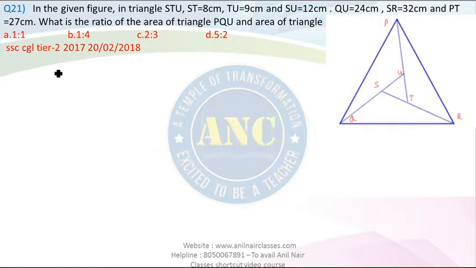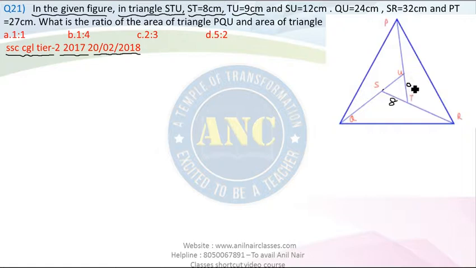Next question. Again, if you observe this question, this also is your original CGL Tier 2 2017 question which happened in the year 2018. Let us read the question, understand it statement by statement. Your question is, in the given figure, in triangle STU, ST is equal to 8 centimeter, TU is equal to 9 centimeter.